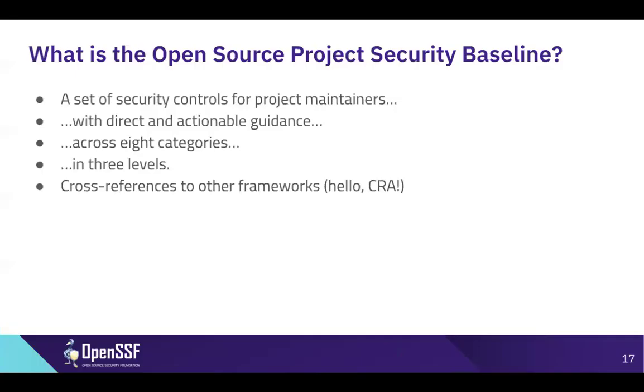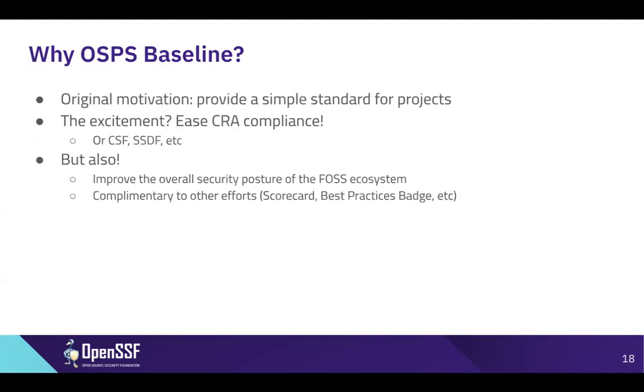So you may have heard of the Open Source Project Security Baseline or the OSPS Baseline, or some people even say OSPS. But what is it, right? So it's a set of security controls for project maintainers with direct and actionable guidance across 8 categories and 3 levels with cross references to other frameworks. Hello, CRA. This is the last time I will read a slide to you verbatim, but whatever. So next slide, please.